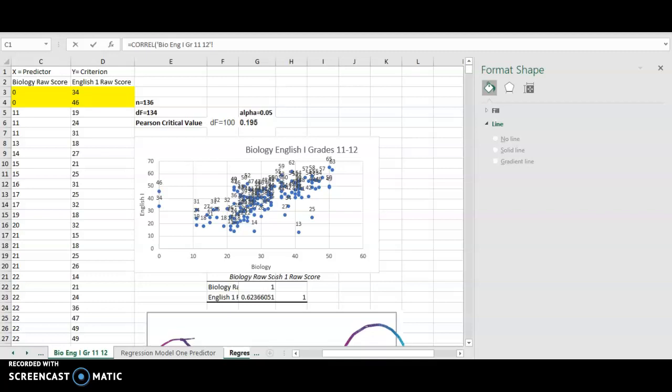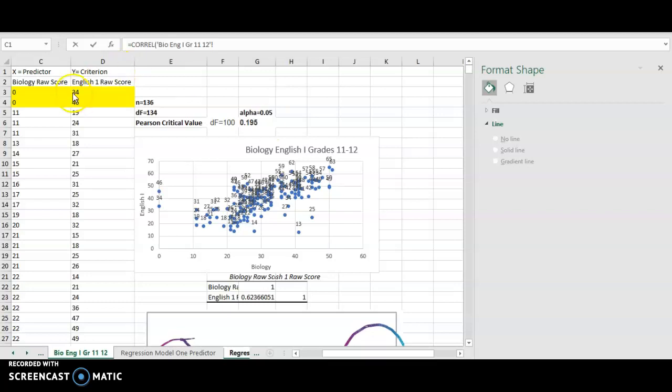This is Barbara Mode, and this is my video journal on regression model analysis using one predictor. I wanted to review last week's correlation analysis because I'm using that data to create my regression model today.